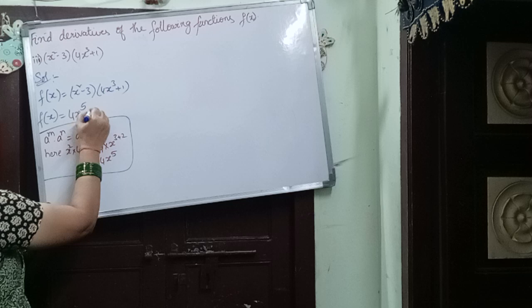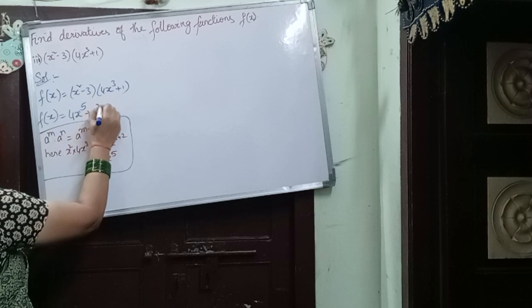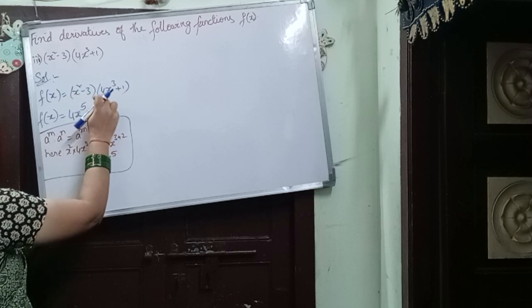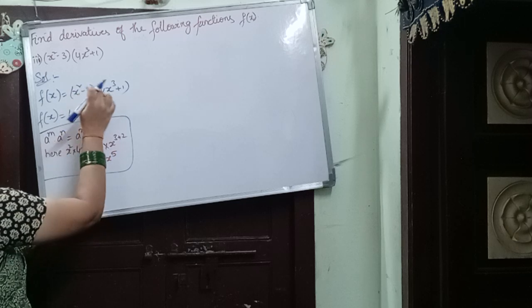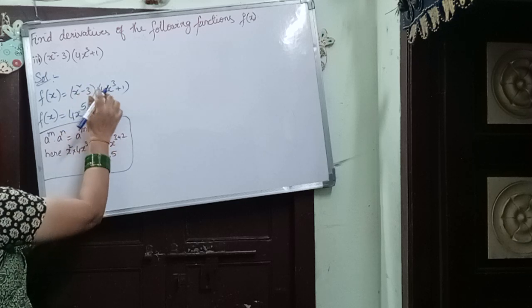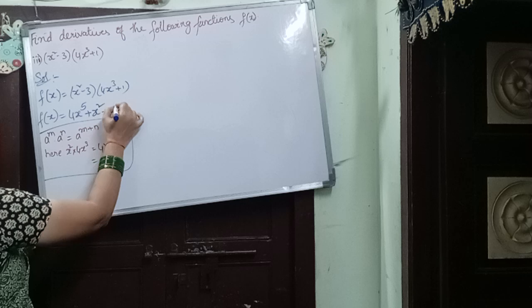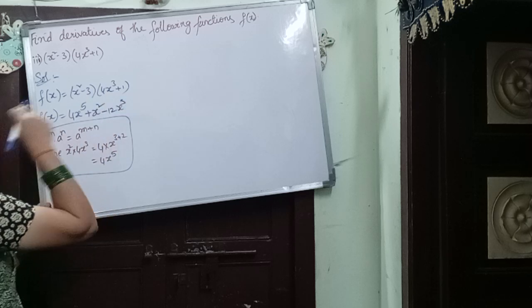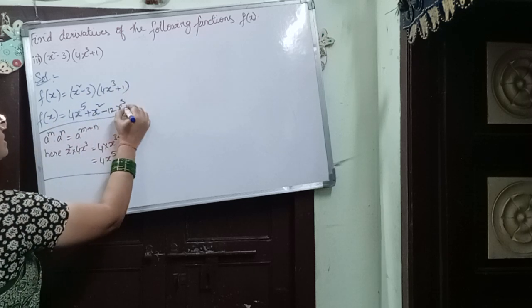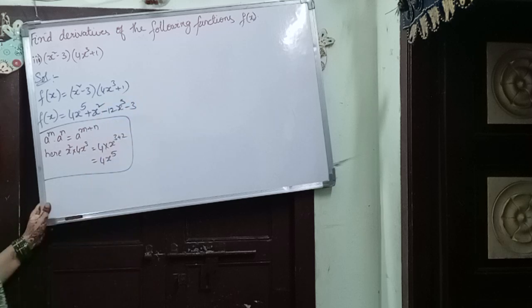Now plus x square into 1 is x square. Next, minus 3 into 4x cube, that is minus 12, 3 fours are 12. 1 into x cube is x cube. Next, minus 3 into plus 1 is minus 3. Okay.